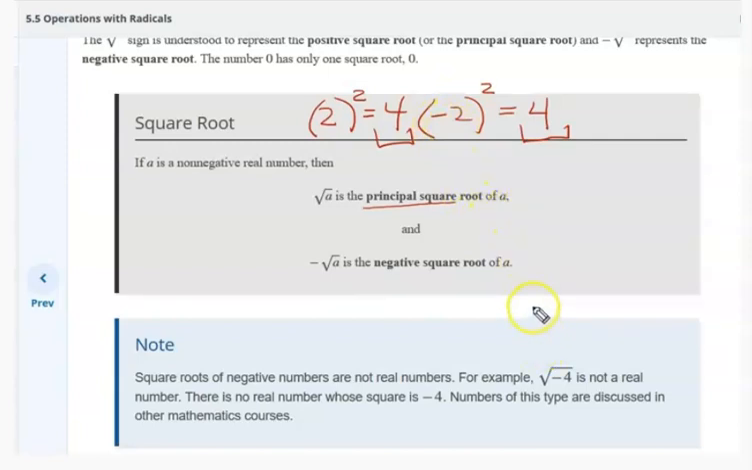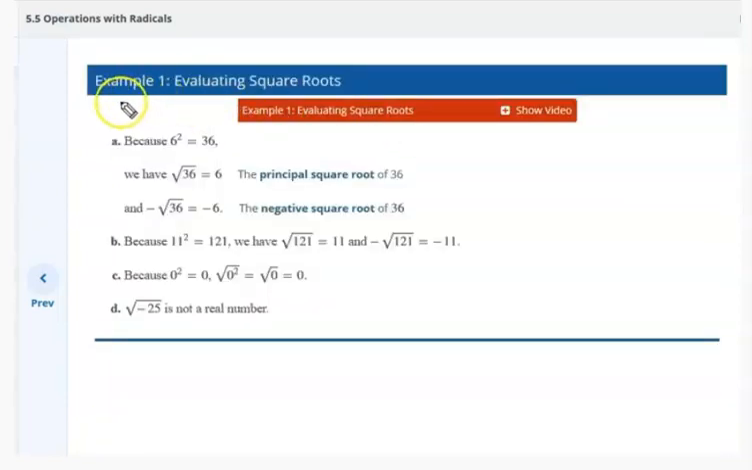Now, down below, they're repeating what we've just said. You can't have a negative 4 or any negative number under the radical sign. These are not real numbers. All right, let's go on. Now, for example 1, we can just write these out right here.